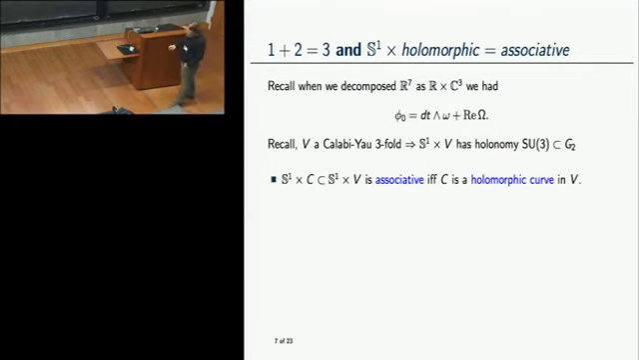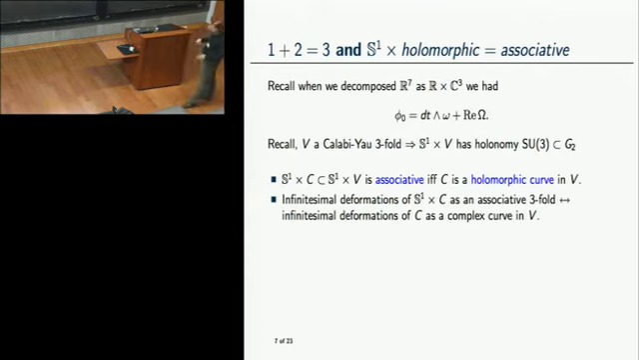And some obvious associative submanifolds arise as follows. If I take a circle cross a two-dimensional surface inside of this, then this will be associative if and only if that surface is a holomorphic curve in the Calabi-Yau. So this was already mentioned in Conant's talk, but this is fundamental to being able to construct our associatives later on. Moreover, the infinitesimal deformations of this sort of split associative actually correspond to infinitesimal deformations of this as a complex curve.